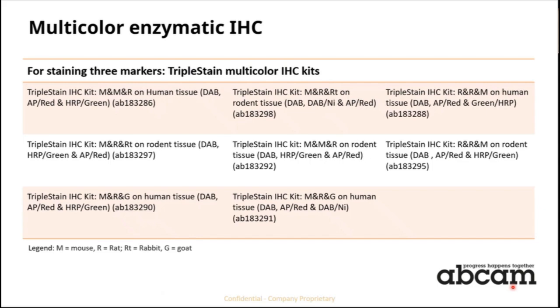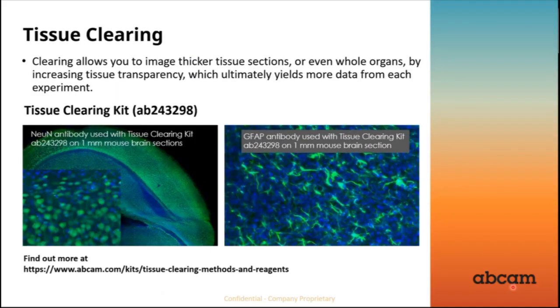multi-marker detection. And also, if you are working on thicker sections, a clearing kit will also be a useful tool, as thick sections are usually affected and limited by light scattering. So you can use this tissue clearing kit to help increase the tissue transparency so that you can get a clearer staining.